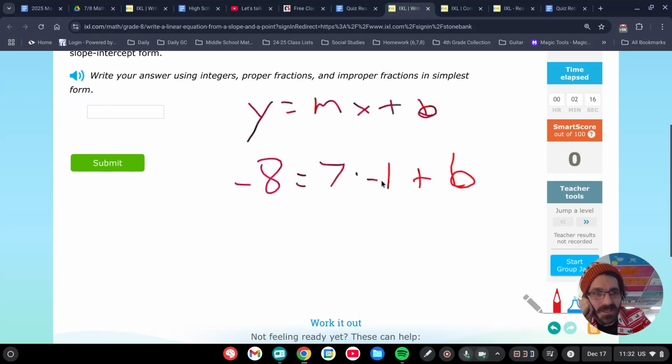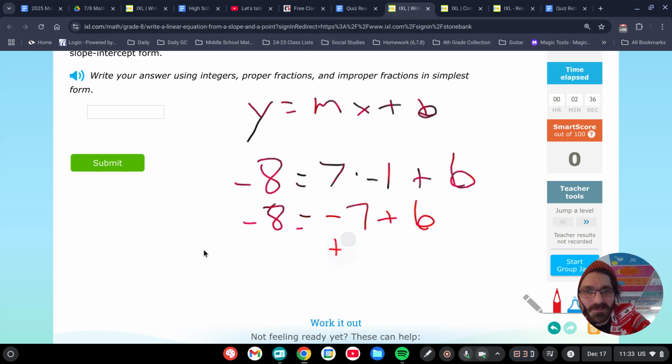7 times -1 is -7, so I've got -8 on this side, -7 plus b. Last step, we're going to move this 7. We're going to use opposite operations or inverse operations. The opposite of subtracting 7 is adding 7. And if we do it to one side, we have to do it to both sides. It's a plus. These cancel out. I'm left with b on this side, which is good because that's what we're trying to do. -8 plus 7 is -1.